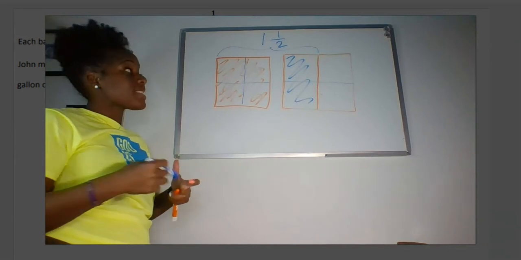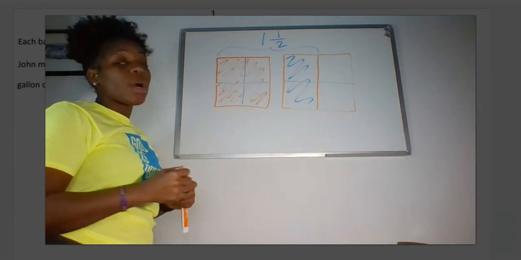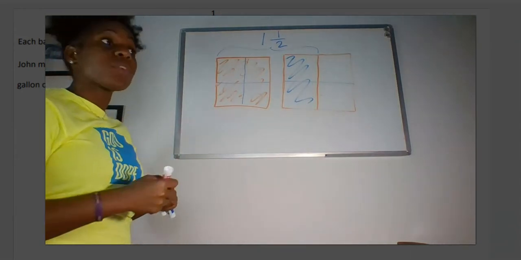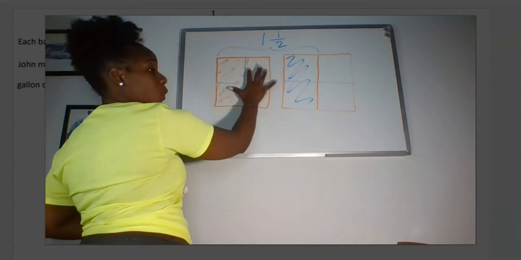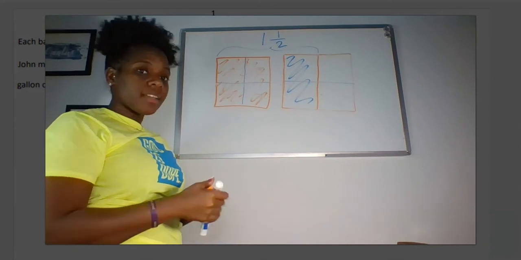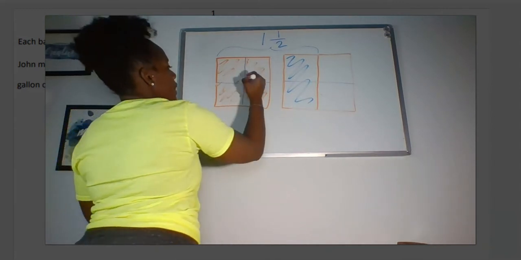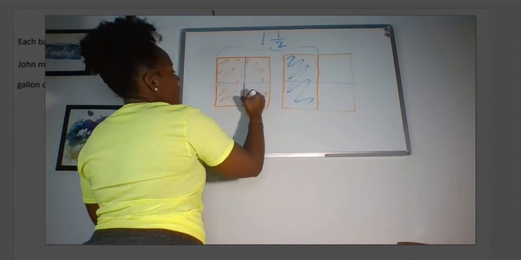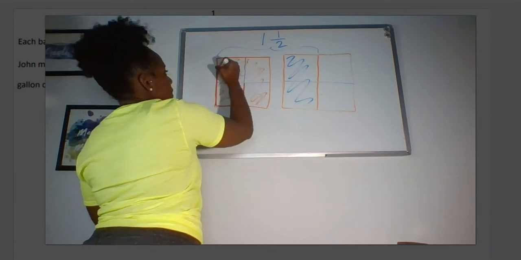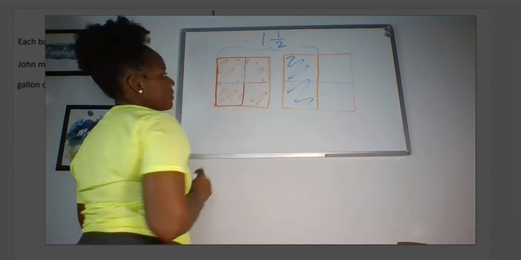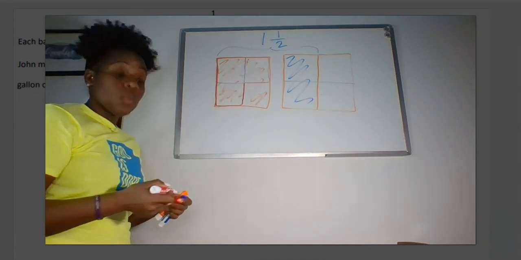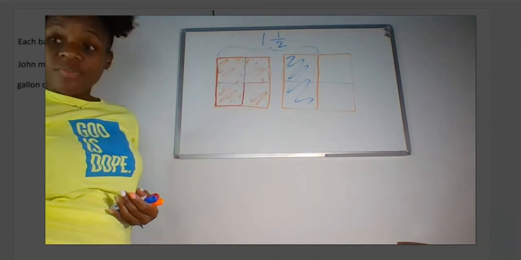So now it says 3/4. So what we need to focus on is every 3 out of the 4. So here we have a total of 4, but we only need 3 out of those 4. So this represents 1 batch. All right? Then we go over to the next one.